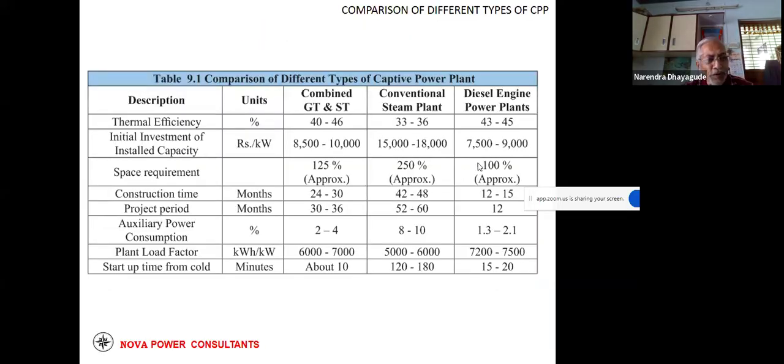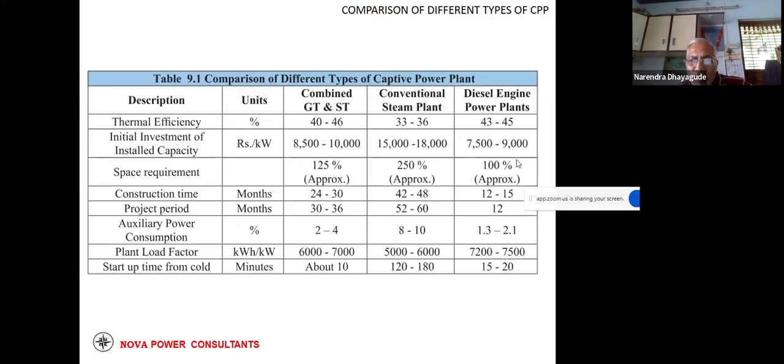Now for different types of generating stations, here we have the combined gas turbine and steam turbine, another one is the conventional steam plant, and the third one is the diesel engine power plant. There are these parameters: thermal efficiency, initial investment, space requirement, construction time, project auxiliary power, plant load factor, and startup time from cold. This table is already given in the book, so I will not repeat it point by point.